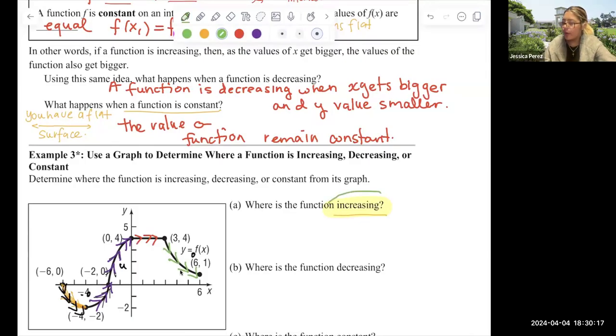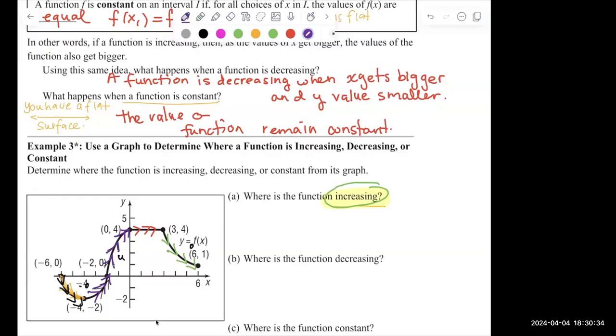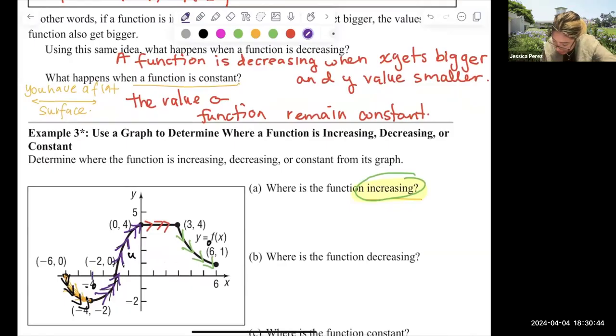So I'm looking at, where is it increasing? What color is it increasing? Which one do you see the arrows going up? From where to where? -4 to -2, and then it goes up to -2 to 0, and then 0 to 4. Right, so here it's actually only the x value. So it's from -4 all the way to 0 actually. So it's from -4 to 0.